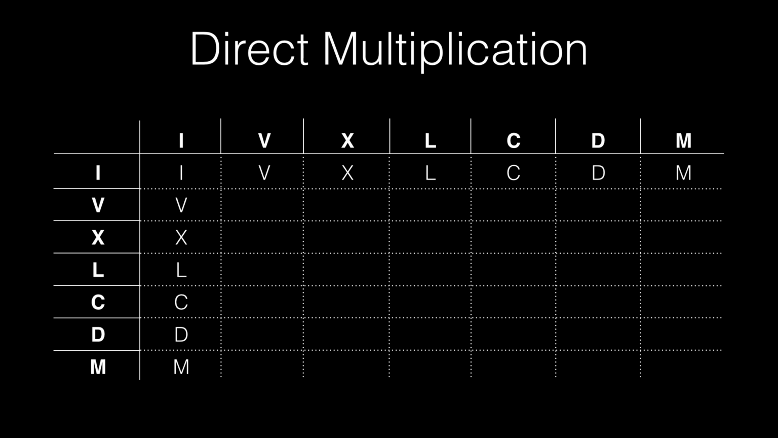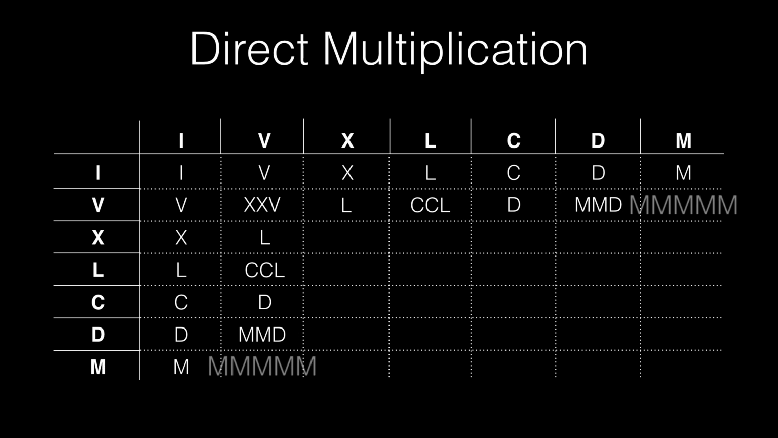V multiplied by V is 25, which is XXV. X times V, which is 10 times 5, equals 50, which is L. L times V is CCL, which is 250. C times V is D, which is 500. D times V is MMD, which is 2500. M times V is 5 times M.